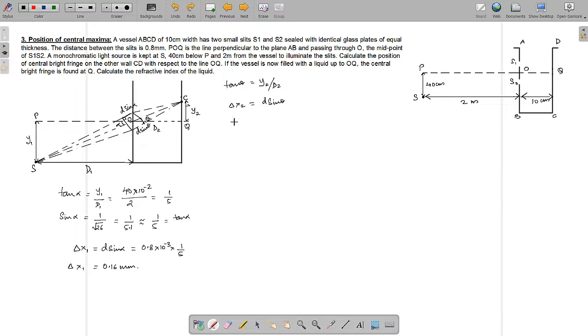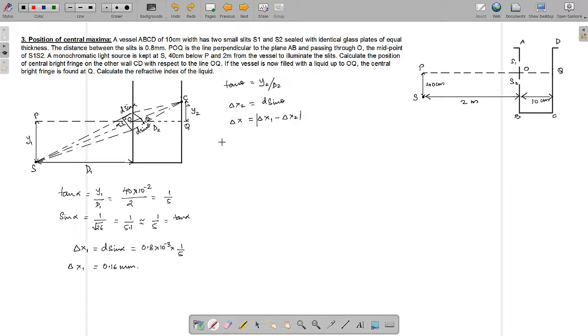Now delta x2 is d sine theta, so we can say the net path difference delta x will be equal to delta x1 plus or minus delta x2. Now this is the extra path that is traveled by this light over this one. So this has traveled more as compared to this light. And in the second case, this light traveled more as compared to this light. So we'll write this as mod of delta x1 minus delta x2.